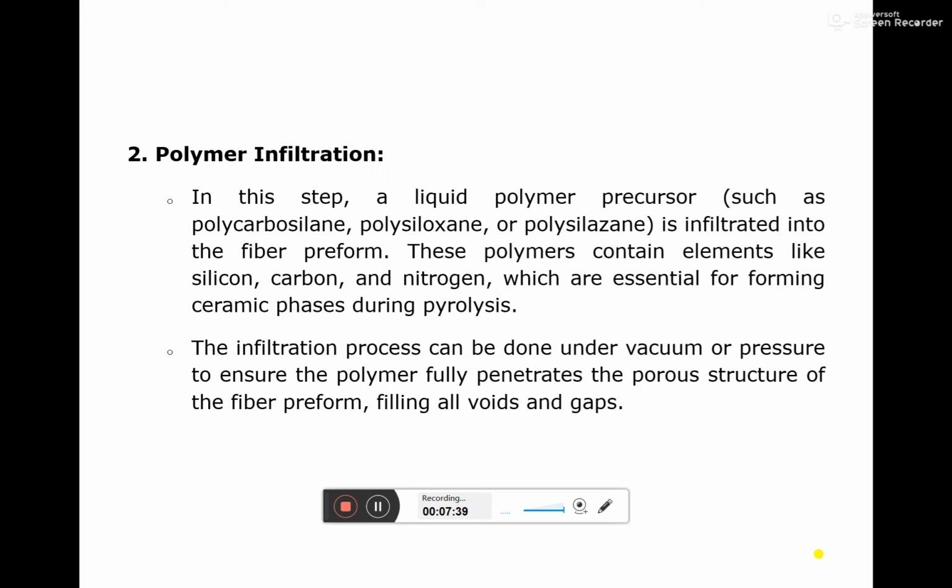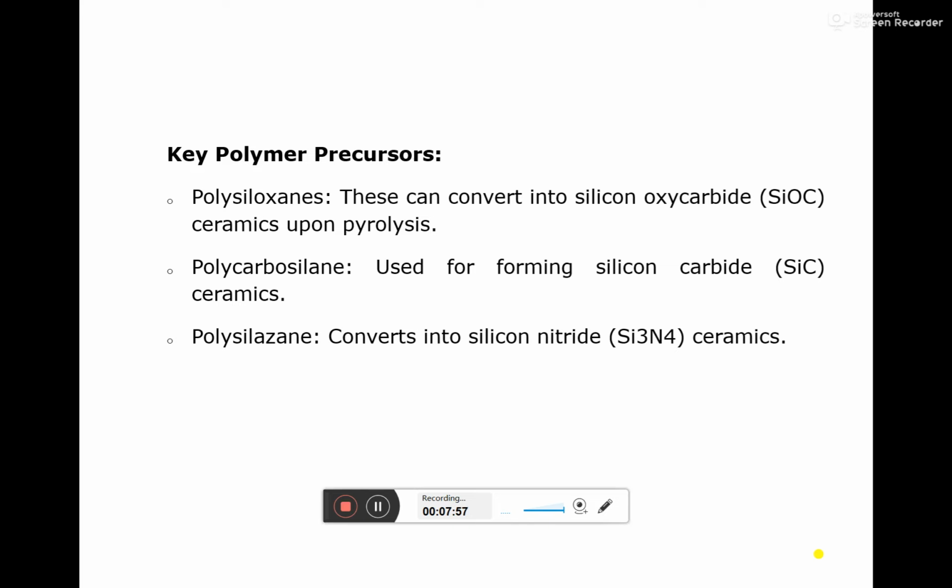Okay, so to avoid void formations or porosity, you can choose an appropriate process, maybe a vacuum or pressure assisted process, to infiltrate the polymer precursors into the preform. Already discussed, based on the requirement, these are the polymer precursors mostly used by different researchers.